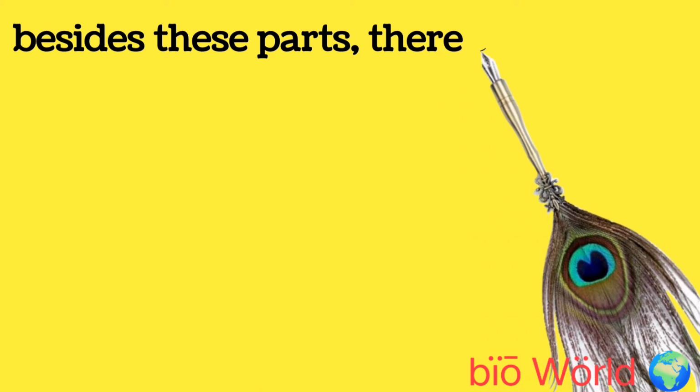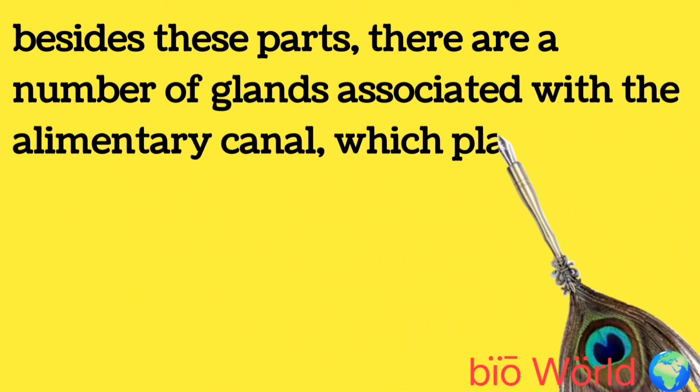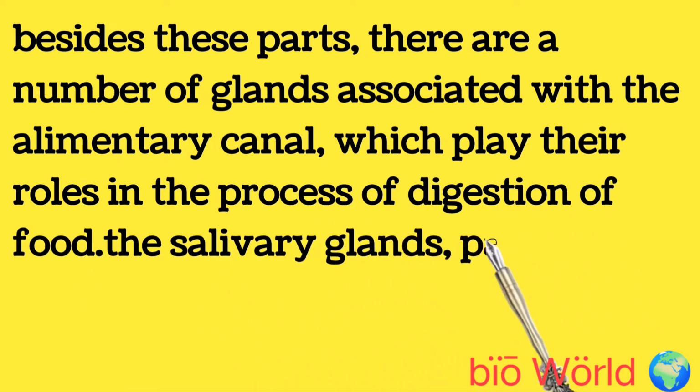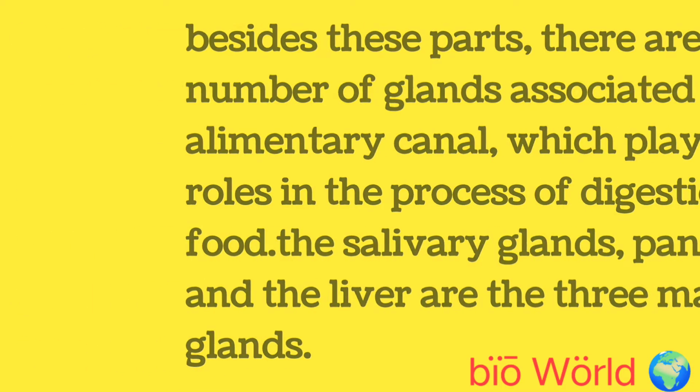Besides these parts, there are a number of glands associated with the alimentary canal, which play their roles in the process of digestion of food. The salivary glands, pancreas and the liver are the three main such glands.